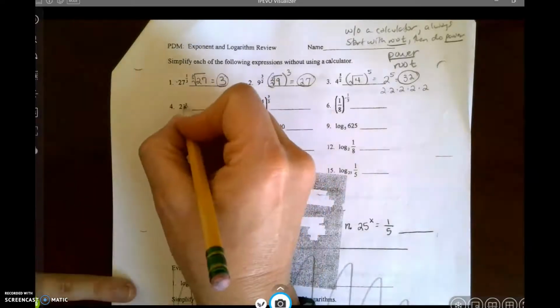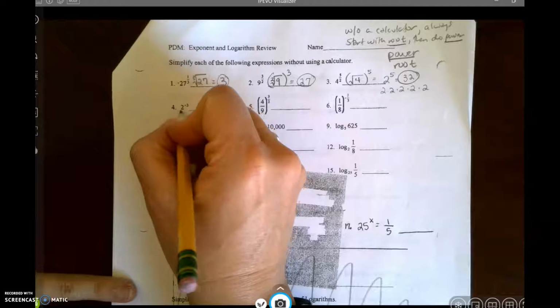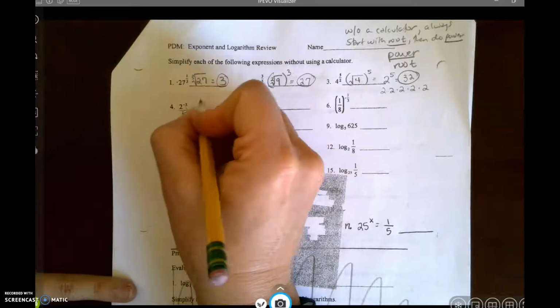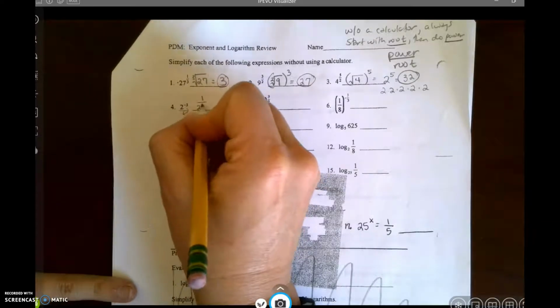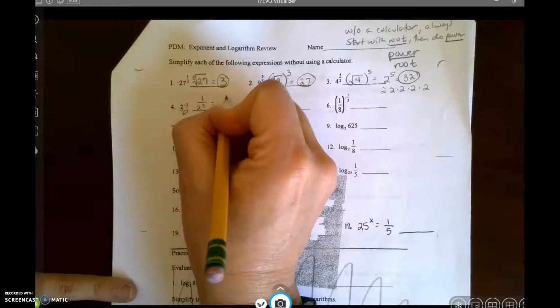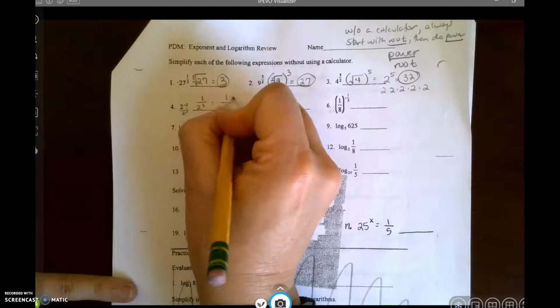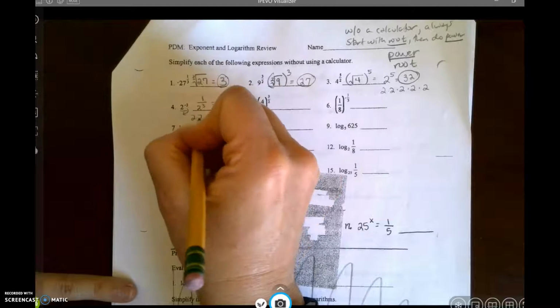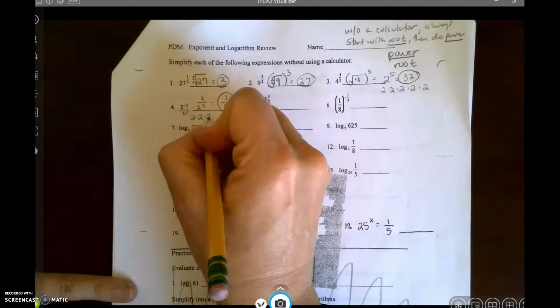Right, number 4. 2 to the negative 3rd. So I don't like that negative, so I'm going to move it to the bottom here, and it's going to become 1 over 2 to the 3rd, or 1 over 8. Because 2 times 2 is 4, times 2 is 8.